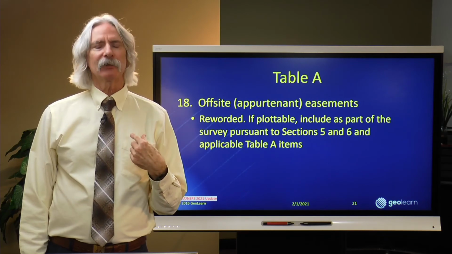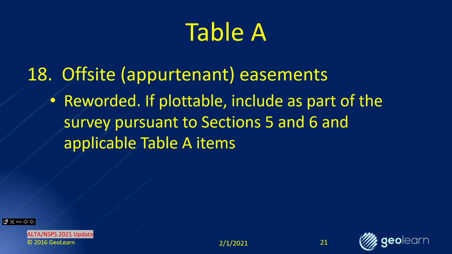If you check this item off, we're going to treat that off-site easement just the way we treat the other items. We're going to do everything that's required in Section 5 in the field. We're going to draw it up pursuant to Section 6. We're going to include all of the Table A items that were picked on the survey, except monumentation, because we're not monumenting that item.